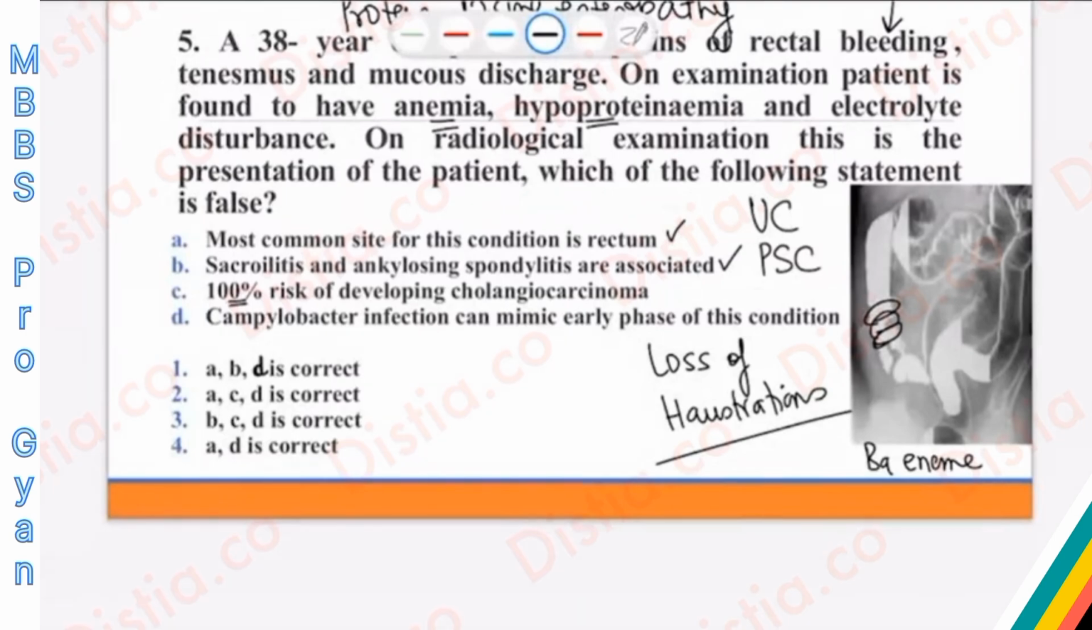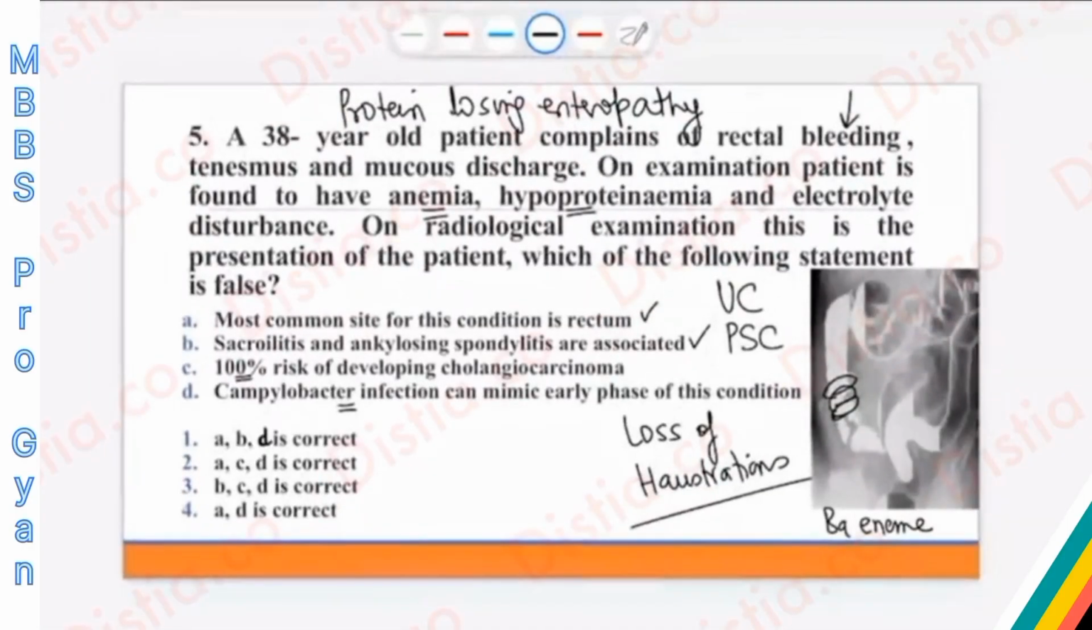So now let me read D. Campylobacter infection can mimic the early phase of this condition. Please appreciate the fact that Campylobacter per se can contribute to a presentation similar to that of dysentery, and it might persist for a relatively few days to weeks if it's not treated. So yes, inflammatory bowel disease, even Campylobacter infection can mimic the early phase of the disease. Looks like an okay statement. The correct statements here are option number A, B and D.